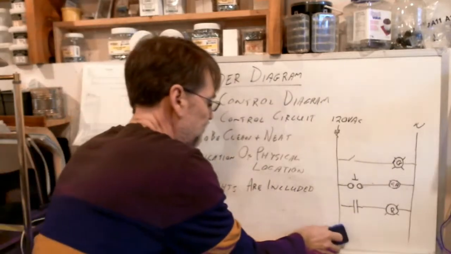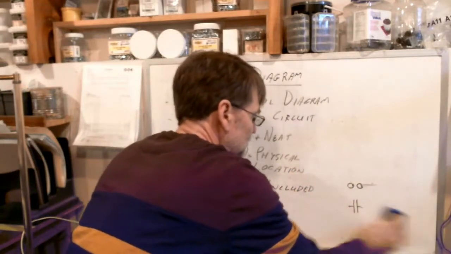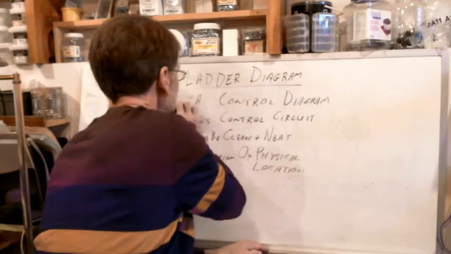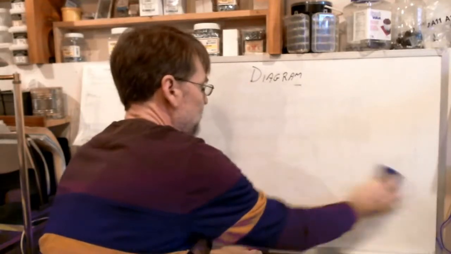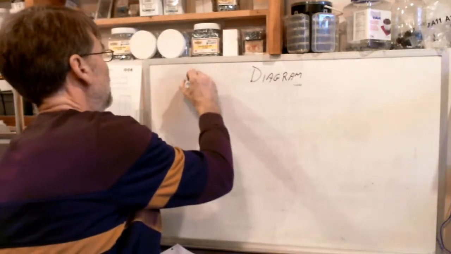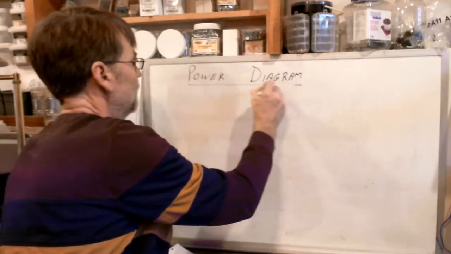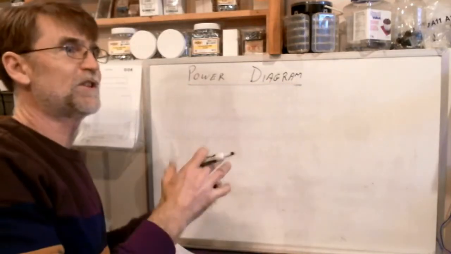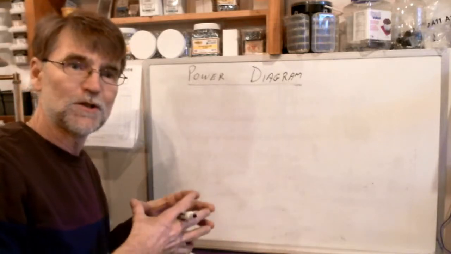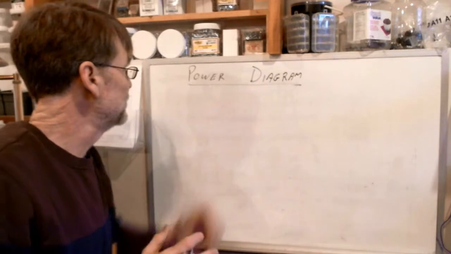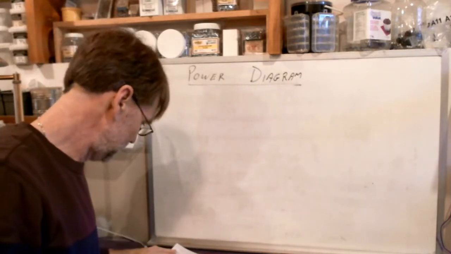The next diagram, the third diagram, is the power diagram. So we started with the wiring diagram, which has everything. Then we looked at the ladder diagram, which looks at only the control circuit. So now we have a power diagram that looks at just the power.